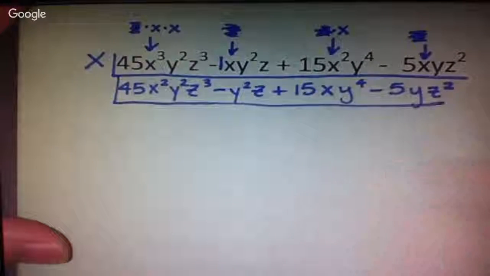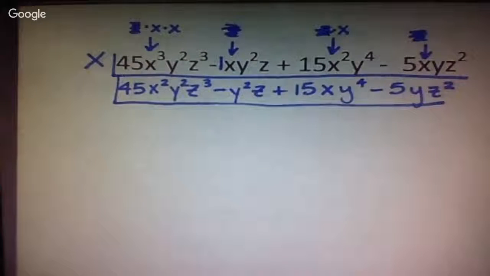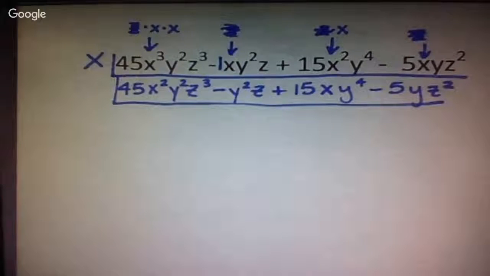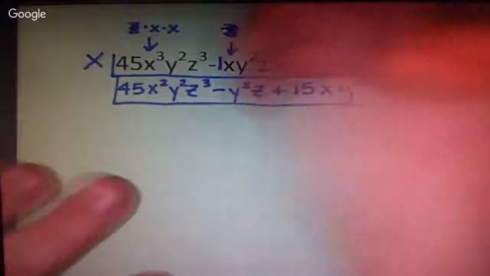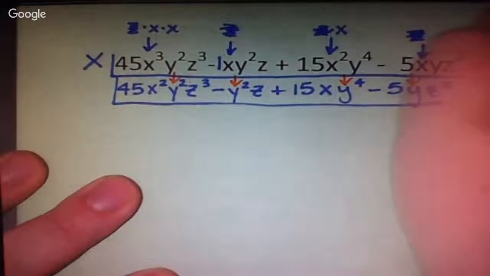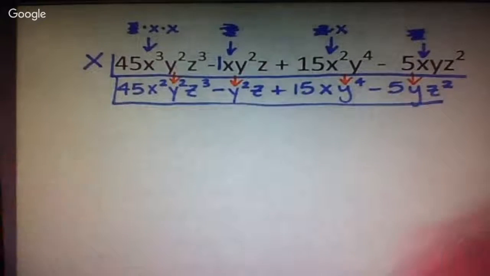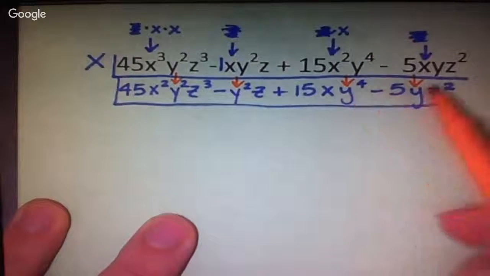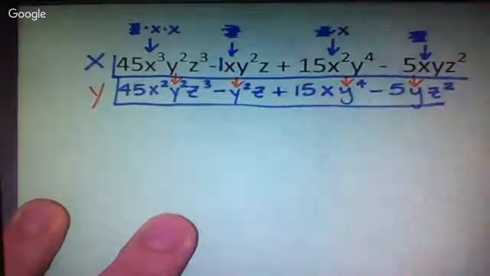Hold up, because we're not finished. I'm going to switch colors on you. We've taken care of your x's, but there are y's and z's. We're going to take care of those too. Does each one of them have a y? Yes. There's a y here, and a y here, and a y here, and a y here. How many y's do they share in common? Just one. This one has 2, this one has 2, this one has 4, this one has 1. So I can pull out one y. That's all they share in common.